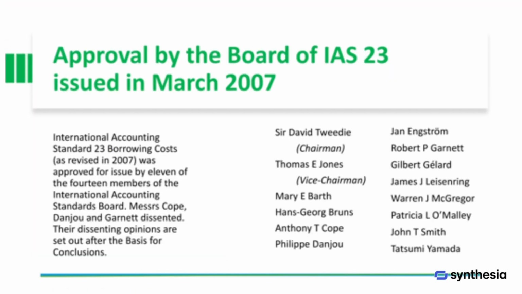International Accounting Standard 23, IAS 23, as revised in 2007, was approved for issue by 11 out of the 14 members of the International Accounting Standards Board, IASB. 3 members, namely Messrs. Cope, Danjou, and Garnett, dissented. Their dissenting opinions are outlined following the basis for conclusions. The following board members were part of the approval process: Sir David Tweedie, Thomas E. Jones, Mary E. Barth, Hans-Georg Bruns, Anthony T. Cope, Philippe Danjou, Jan Engström, Robert P. Garnett, Gilbert Gélard, James J. Leisenring, Warren J. McGregor, Patricia L. O'Malley, John T. Smith, and Tatsumi Yamada.